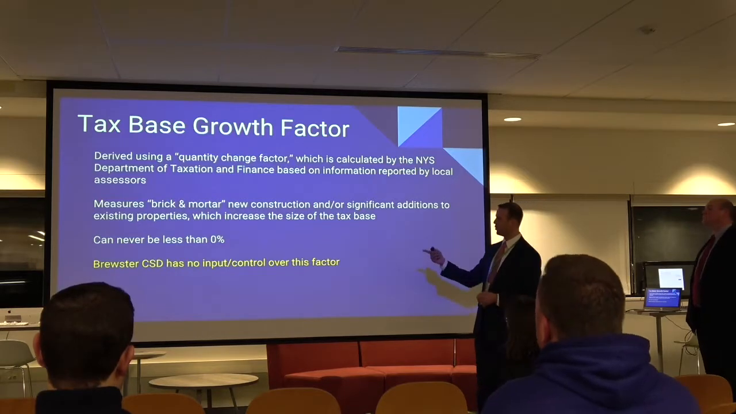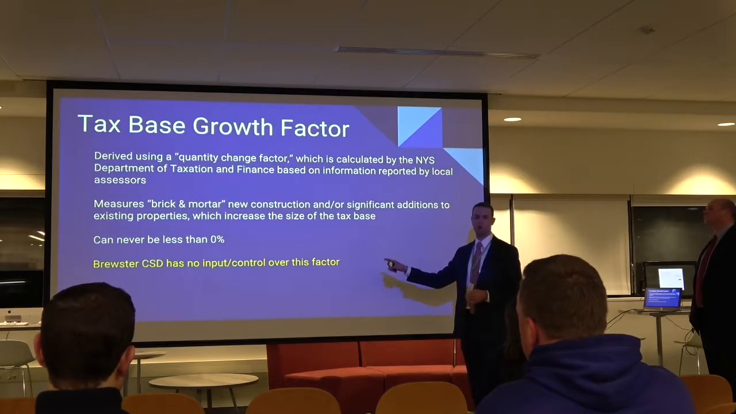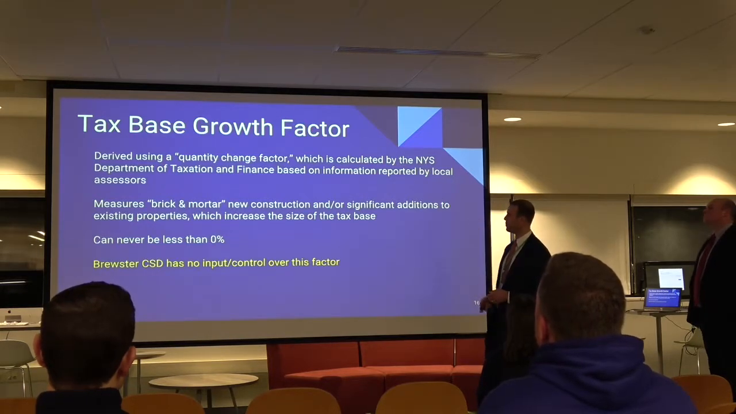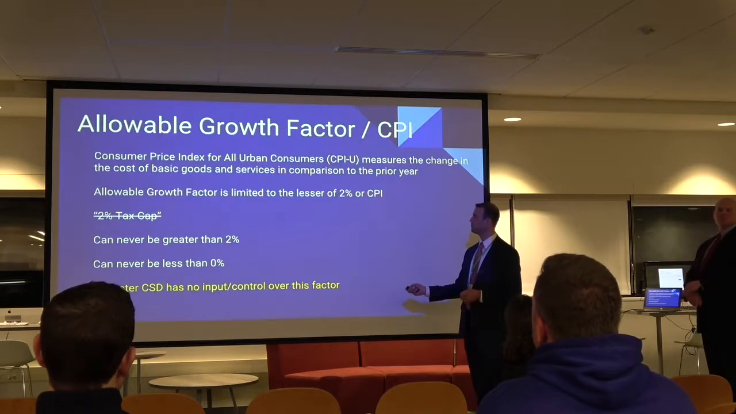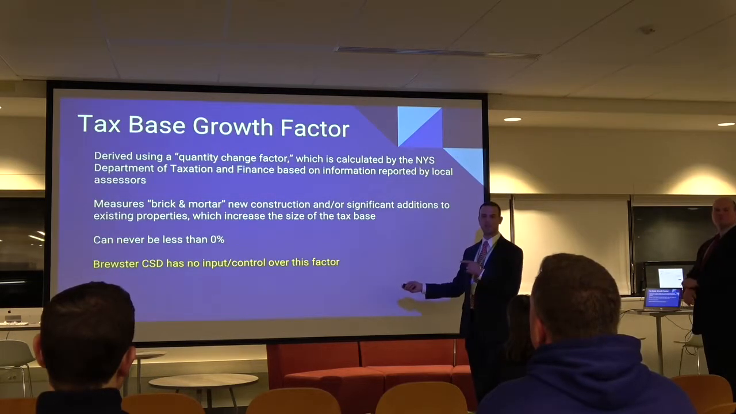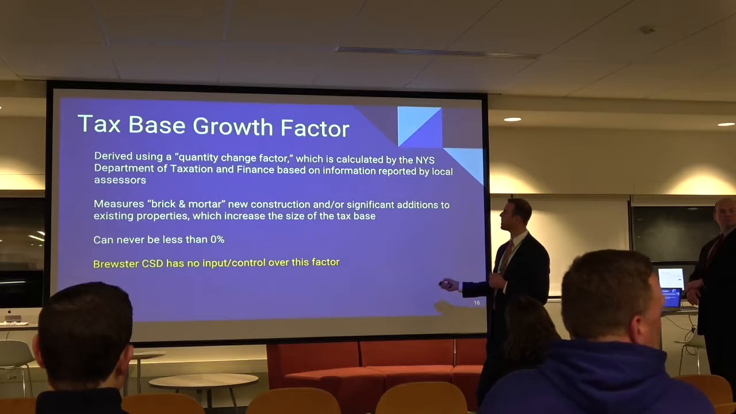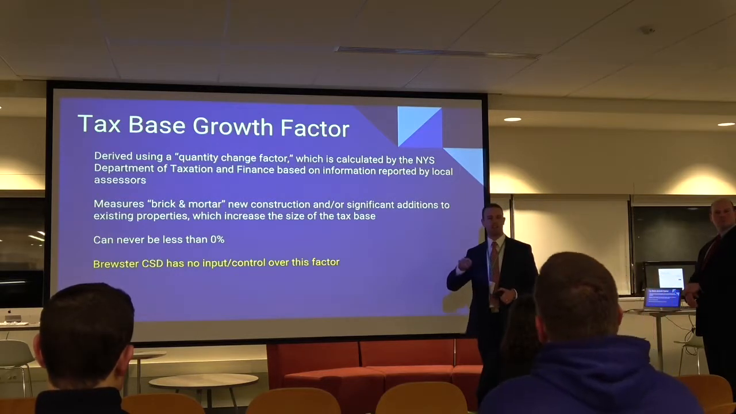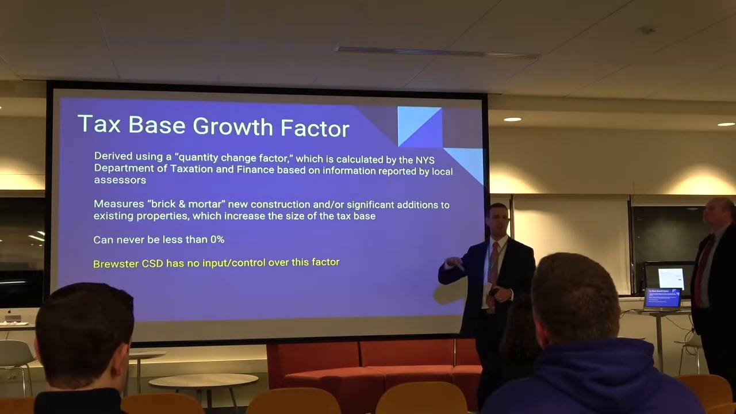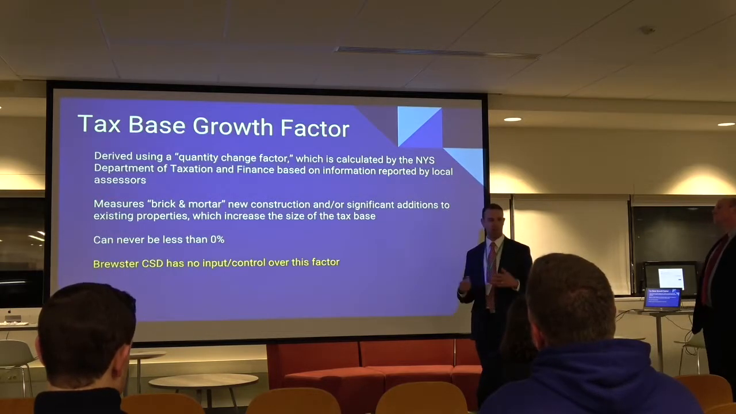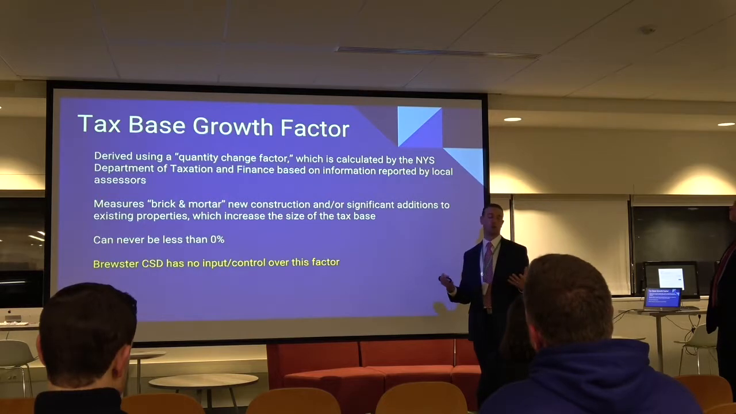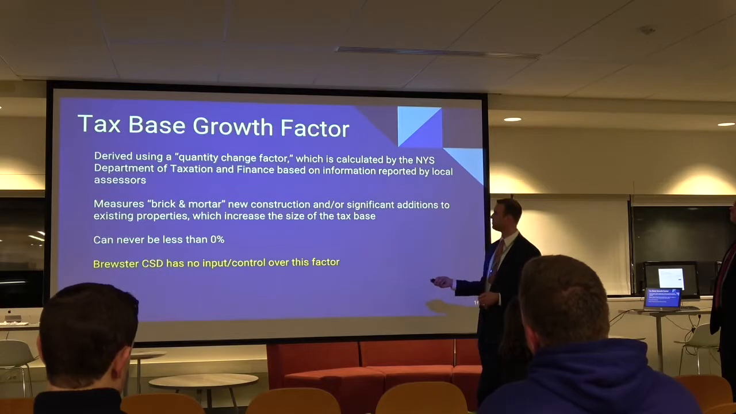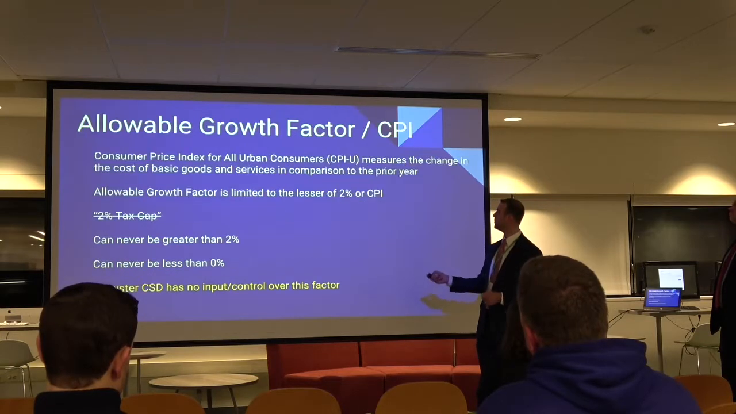And as I mentioned, Brewster Central School District has no input or control over this information. Again, it's reported by the assessor's office to the New York State Department of Tax and Finance. Any questions with the tax base growth? And that's going to be based on the Algonquin gas pipeline increase. That's going to be a factor in that. That's a major factor affecting 19-20's tax cap calculation. Is that a major new addition? I believe it's a new property that came on the assessment for 19-20.